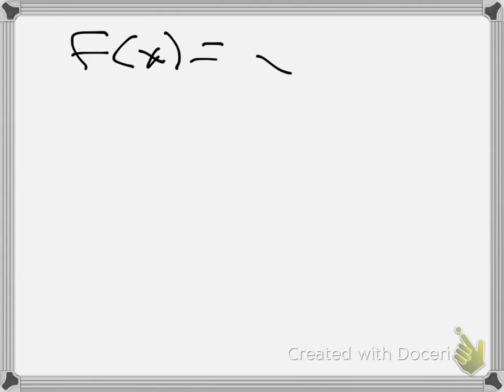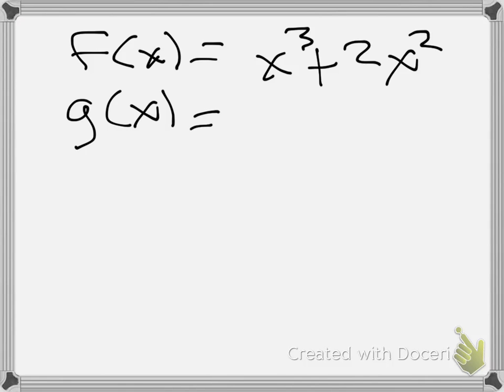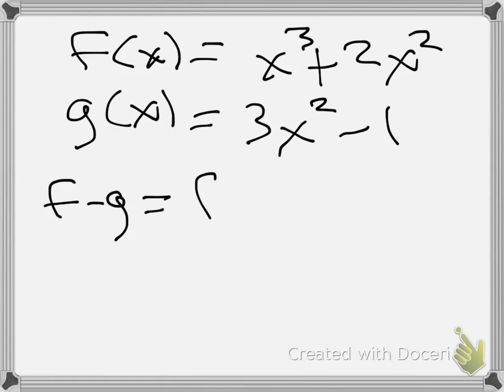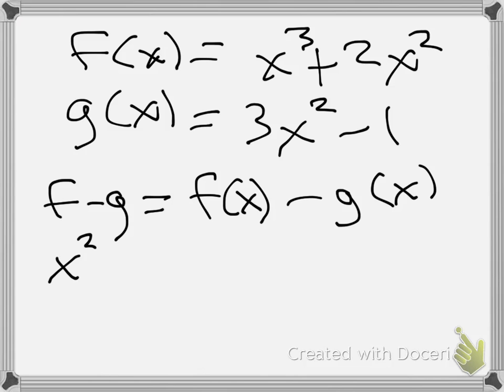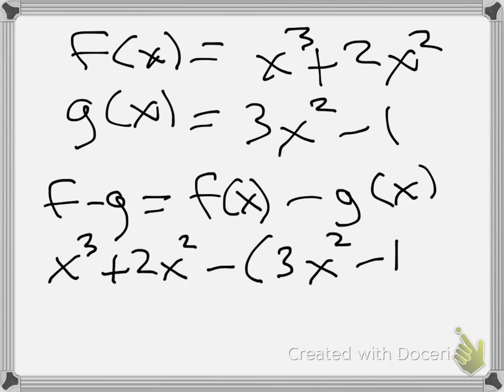f of x is x cubed plus 2x squared, and g of x is 3x squared minus 1. Now, if I want to create the function f minus g, I just subtract the two functions, but you have to realize that subtracting a function means you subtract all of it. So, I write f, again, x cubed plus 2x squared, and then I subtract all of the function g, which is why I'm going to use parentheses here. Generally, it doesn't hurt to have too many extra parentheses as long as you know where they go.